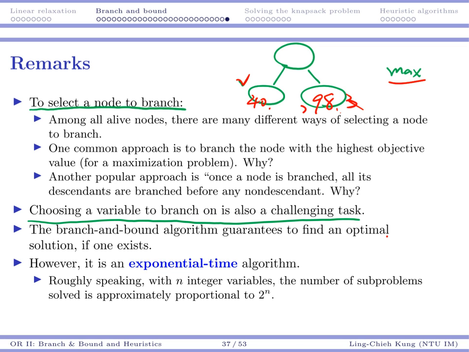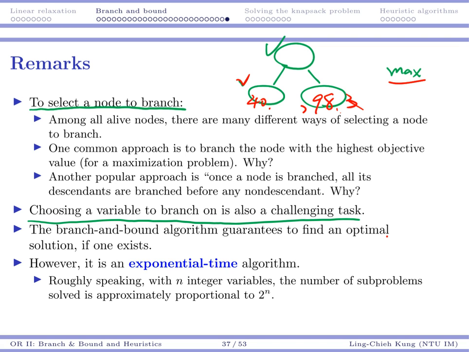So you may already observe that previously in our second example, after we solve the root, there are two variables that are fractional. Sometimes we choose the first one, sometimes we choose the second one. Somehow there is also a rule to help us determine which one to choose from. But again, it's out of the scope of this course, so we're going to ignore this idea.